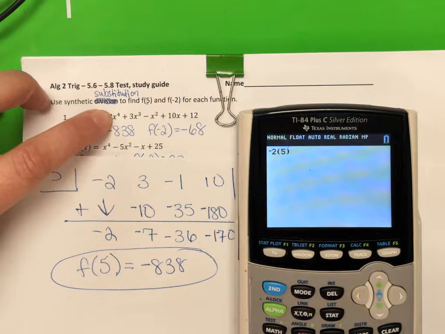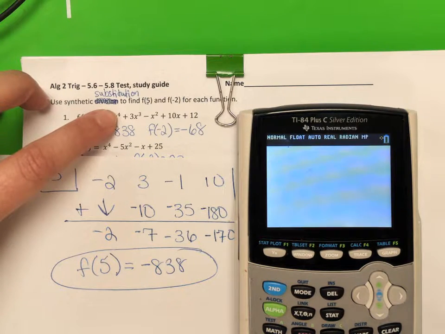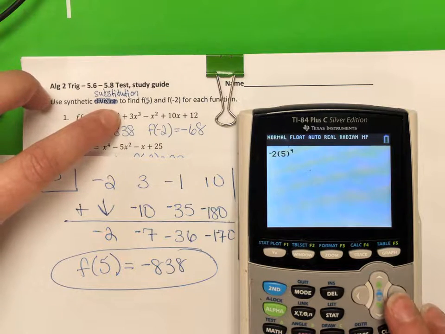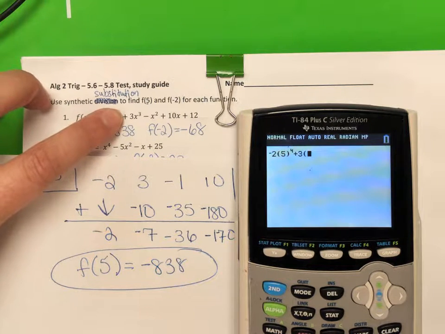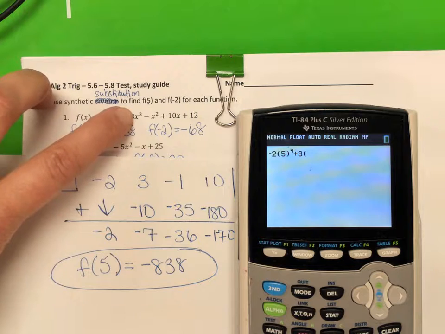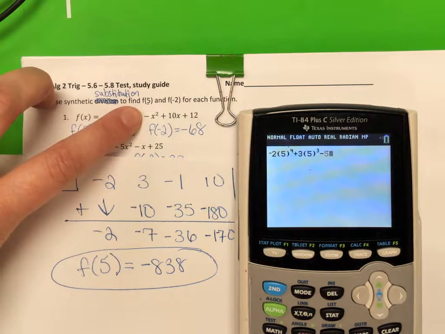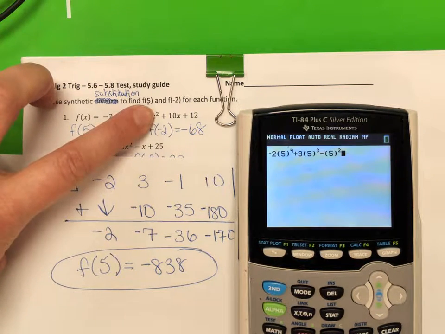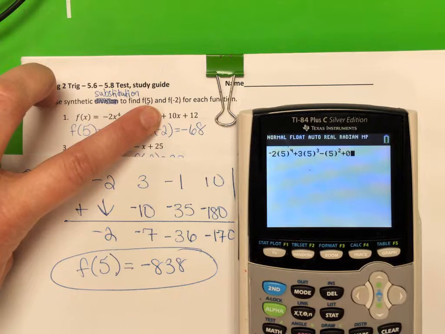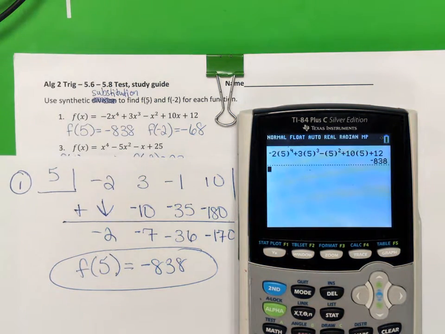5. And then 5 is to what power? The 4th. And then plus 3. And instead of x, what am I going to plug in? 5. And that's to the 3rd power. Minus, instead of x, I'm going to plug in 5 squared. Plus 10 times 5. And then plus 12. And look at what you get.